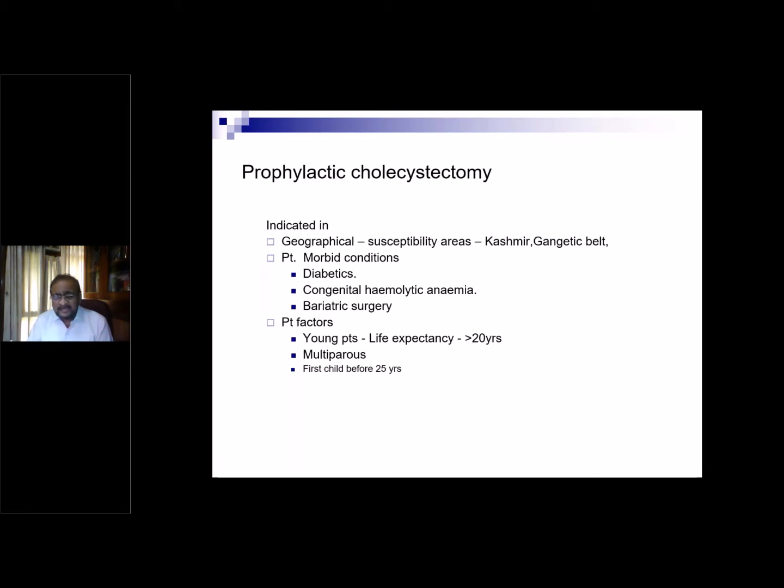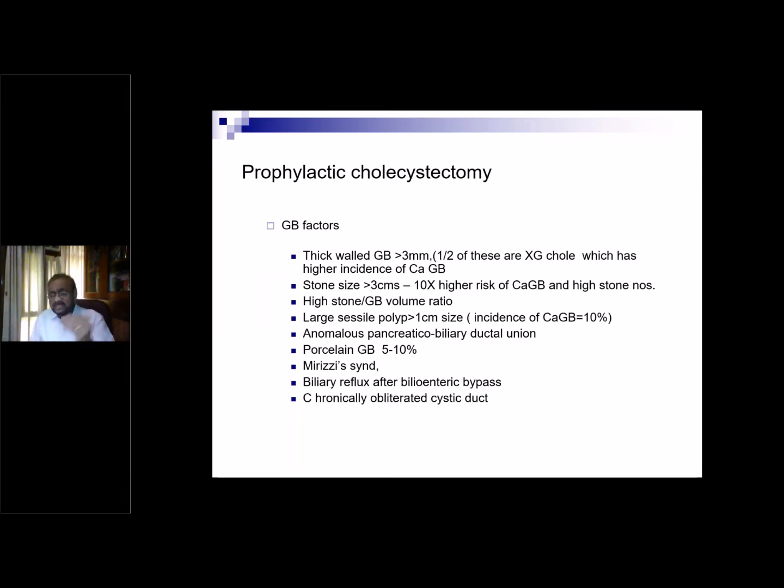So where is it indicated? Number 1, geographical susceptible area. In India, that translates into the Kashmir Valley and the Gangetic Belt. The whole of the Gangetic Belt. A patient with morbid conditions, diabetes, congenital hemolytic anemia, bariatric surgery. Patient factors like, for example, younger patient, life expectancy, anything more than 20 years. Multiparous female, first child before 25 years. Gallbladder factors. So these were the reasons for a prophylactic cholecystectomy indication.